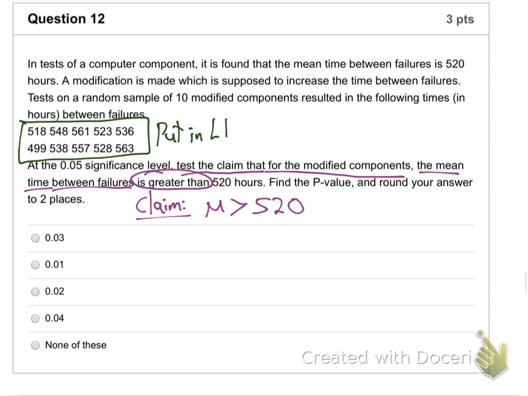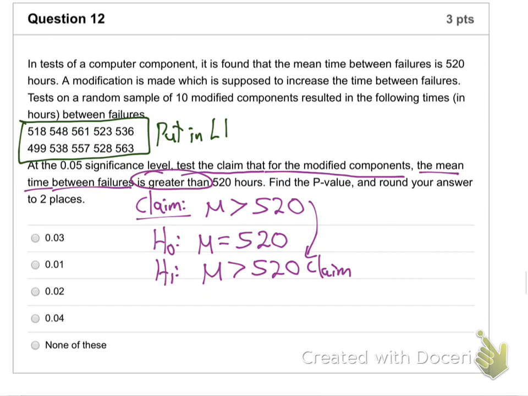These are a lot easier than they were 2 weeks ago, a week and a half ago. Mean is greater than 520. And then H0, H1. H0 is always equals. What's H1 going to be? Greater than, because one of the two has to match the claim. So that's where I'll write claim, because the second one matches the claim. And we'll put in our evidence statement, even though we don't really need it this time. Weak evidence. Strong evidence. All right, let's go to the calculator.